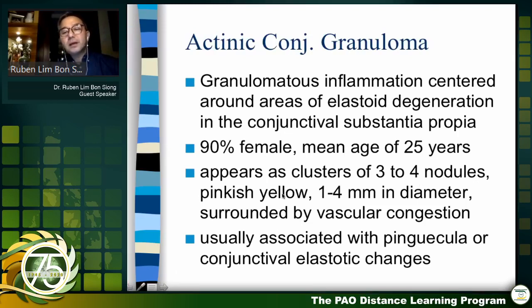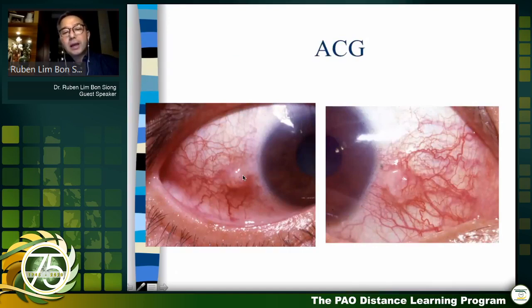Pinkish yellow, it can be as wide as 4 millimeters. The whole lesion can be 4 millimeters in diameter, surrounded by vascular congestion. Very important, the vascular congestion is very prominent. It can also be associated with pinguecula. Usually, again, it is raised and nodular. It's not smooth.